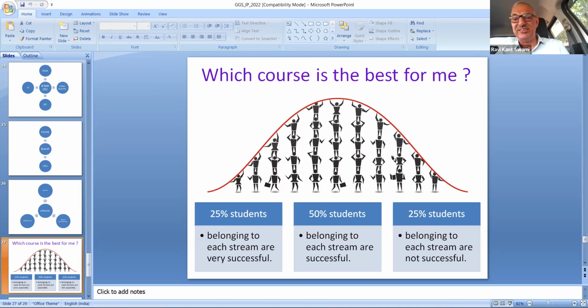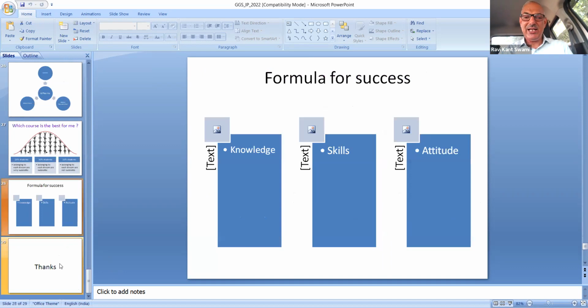Whichever course you take, how to get success, I'm going to answer in my next slide. Whichever course you see, we find that 50% of students are happy, good, successful, 25% not successful, another 25% very successful, outstanding. So this is the output whichever course you do. So does it matter which course you are doing? Probably the answer will be given in the next slide, which is the last slide of today's presentation. Am I trying to give you the mantra for success? Well, what is the formula for success?